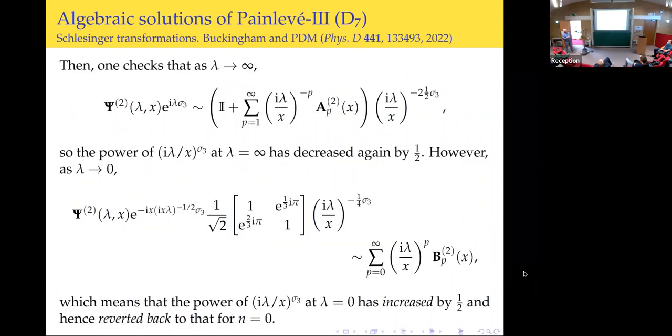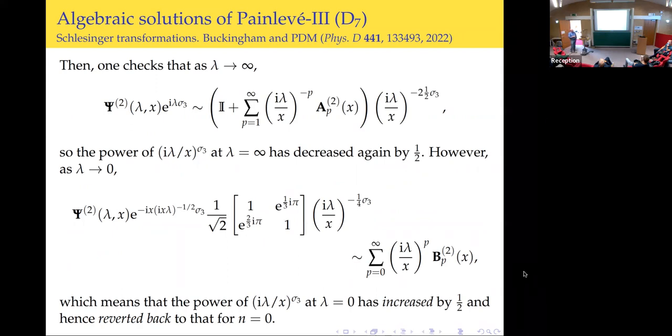Okay, and then you look at what happens at infinity. So here's psi 2 times the exponential factor. The series is coming with some different coefficients. And now we have, okay, we had minus 1/2 sigma 3 before. Now we have minus 2 times a half sigma 3. So we've decremented 2 times like that. The power has decreased again by a half.